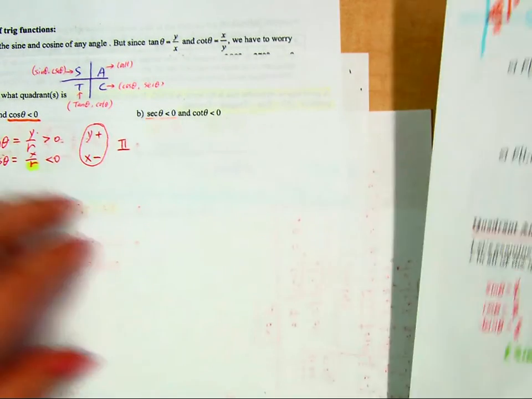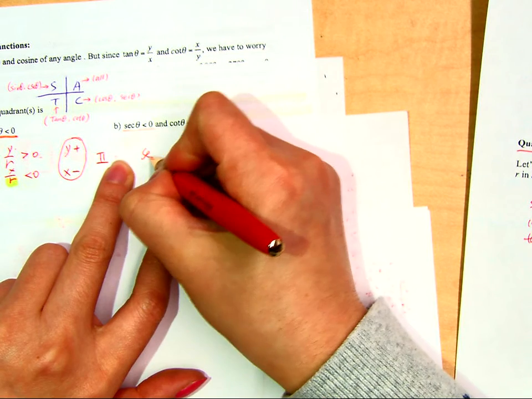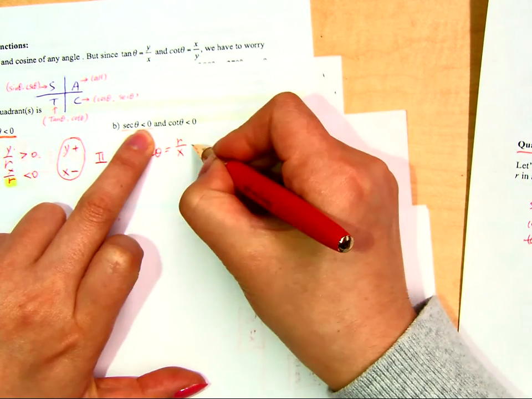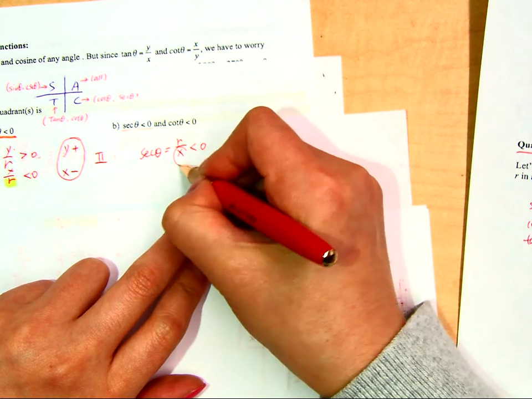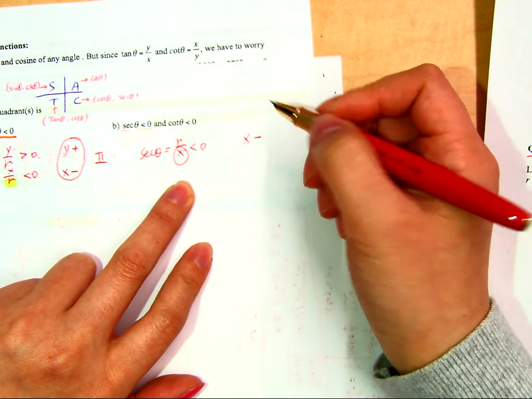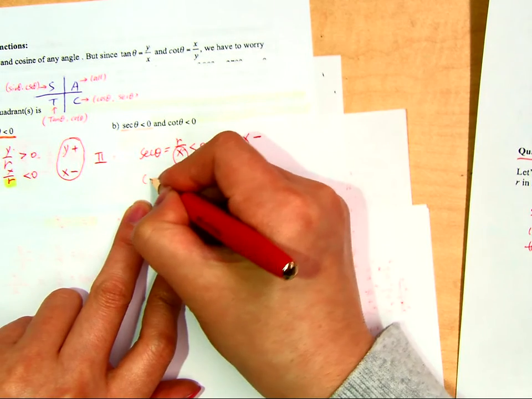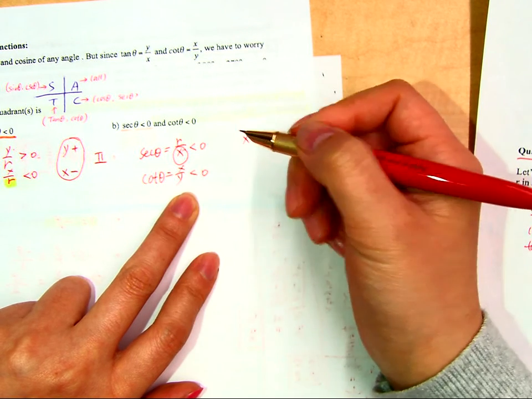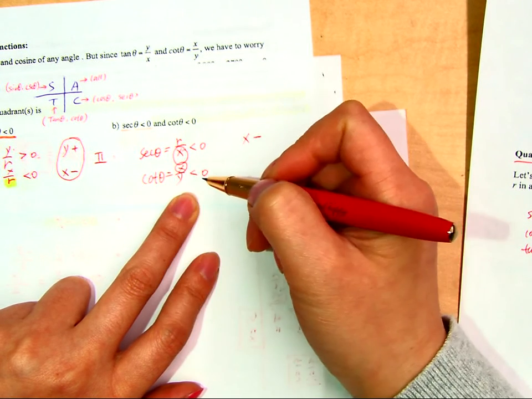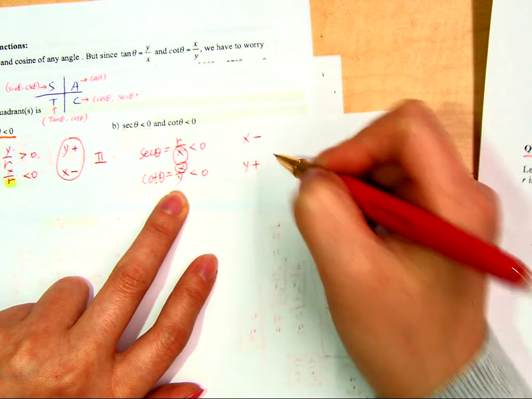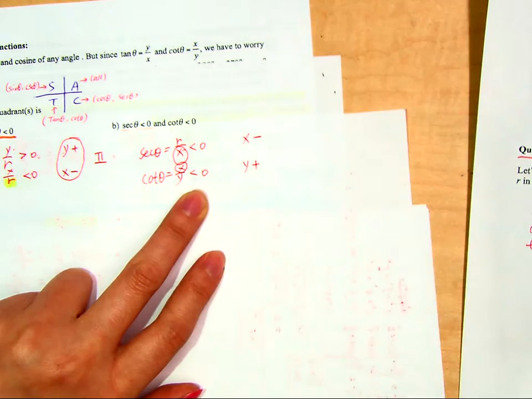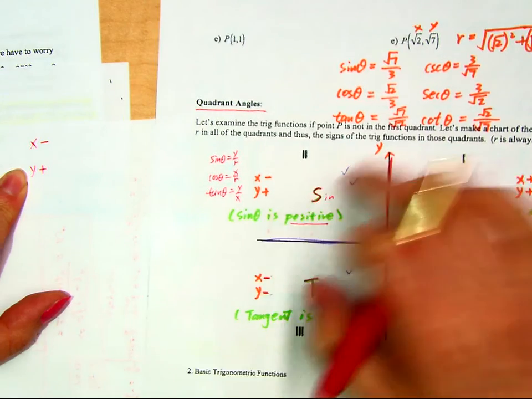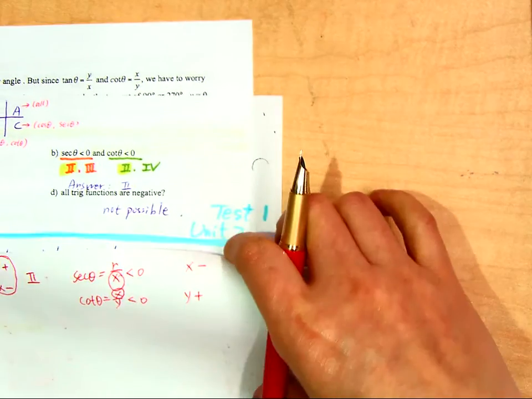So let's do one more. Part B. Secant is r over x, which is less than 0. That means x is going to be negative because r is positive all the time. And the cotangent is x over y, also negative. We already know x is negative, so the y value has to be positive to make this fraction negative. So look at the quadrant. x is negative, y is positive, also in this quadrant. That's why the answer for part B is also quadrant 2.